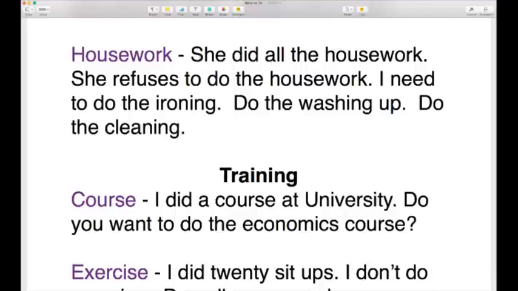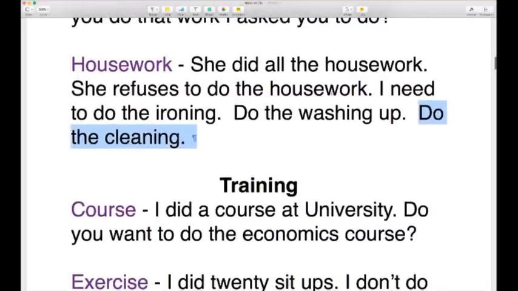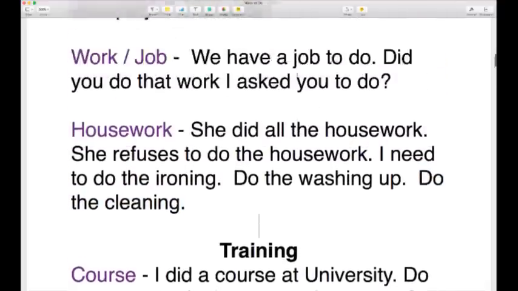So here you can also use it. We're not just using it with the word housework. She refuses to do the housework. You can also use it with any of the housework type tasks. So I need to do the ironing. You wouldn't make the ironing, you do the ironing. Do the washing up, I might tell you. I order you to do the washing up. Do the cleaning. Yes? So, housework. All right, so there we go.